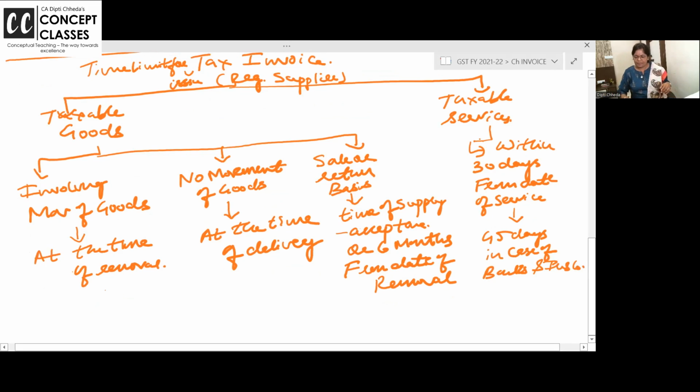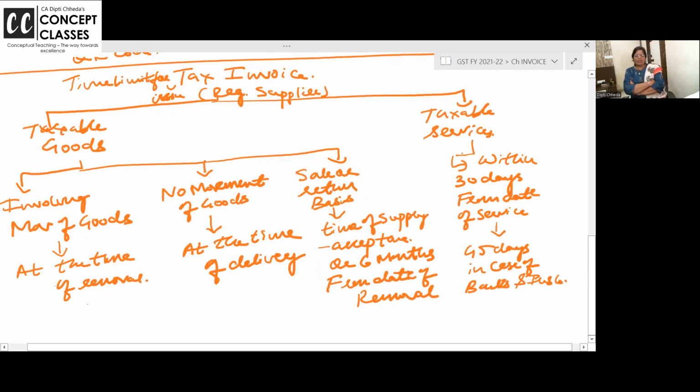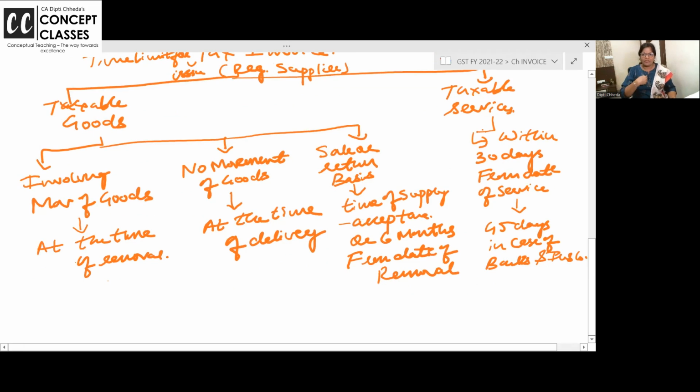I know, ma'am, this is all written, so why are you making us write again? Because questions are asked. MCQs come from this; it is a good topic. Very easy also. In case of services, within 30 days of rendering the service, the tax invoice should be issued. 30 days will become 45 days if the service providers are banks and insurance companies. Banks have a big benefit. In some cases they can issue a quarterly invoice, and it is not necessary to write everything separately in the invoice.